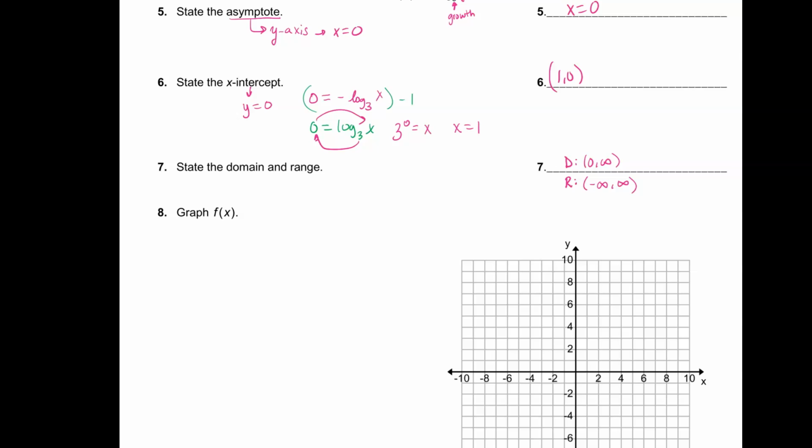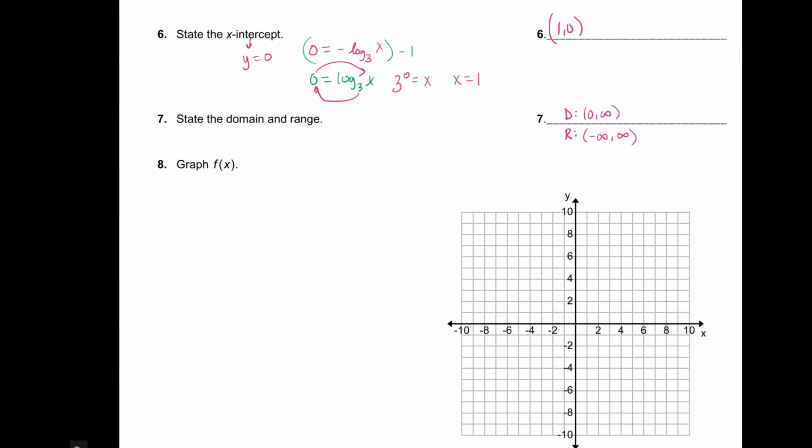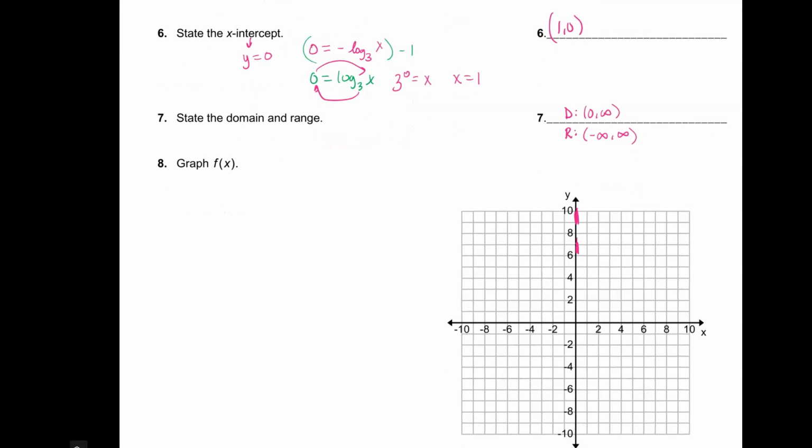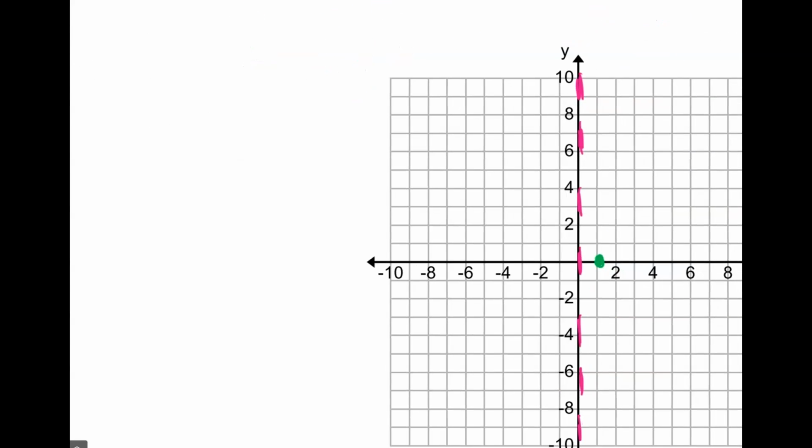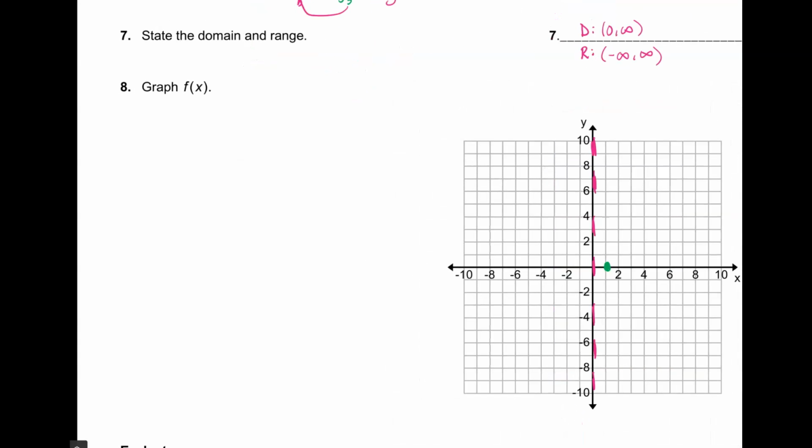Okay. The directions for the next part are to graph. Make sure you show your asymptote. So we just have to draw a little asymptote at x equals 0. And then we can draw our graph. So now I have a point at 1, 0. Am I zoomed in too far? Are we okay?